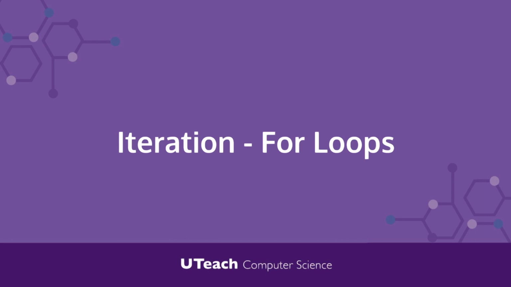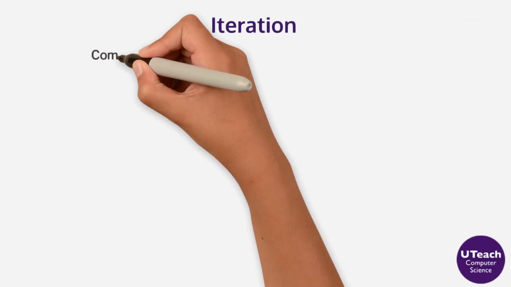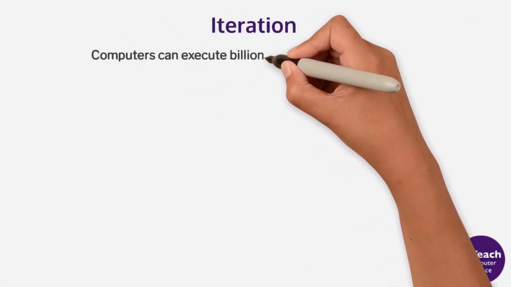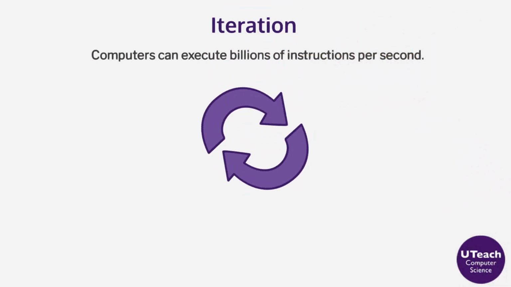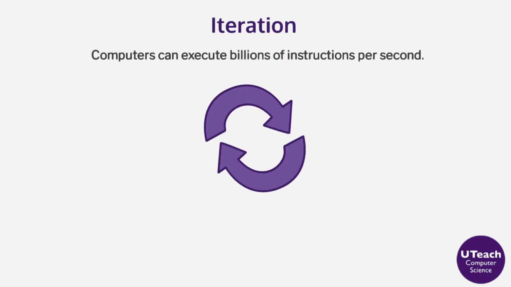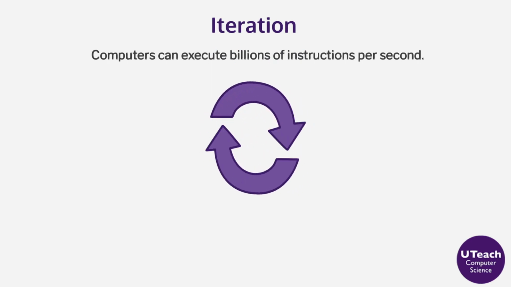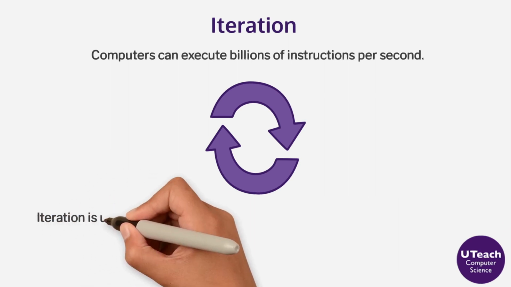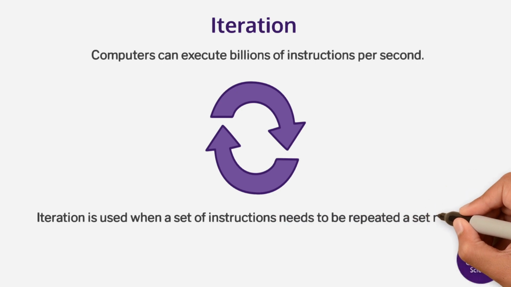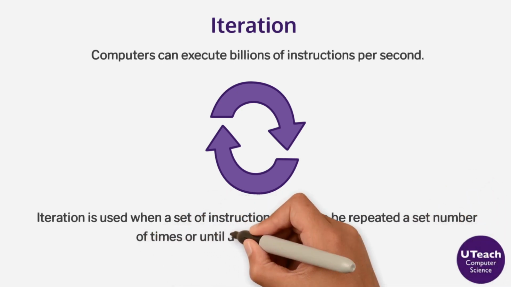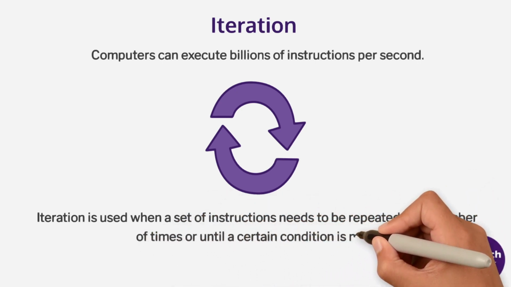Iteration for loops. Computers can execute billions of instructions per second. One of the processes that really harnesses this power is repetition, doing the same thing over and over again. Iteration is used when a set of instructions needs to be repeated a set number of times or until a certain condition is met.